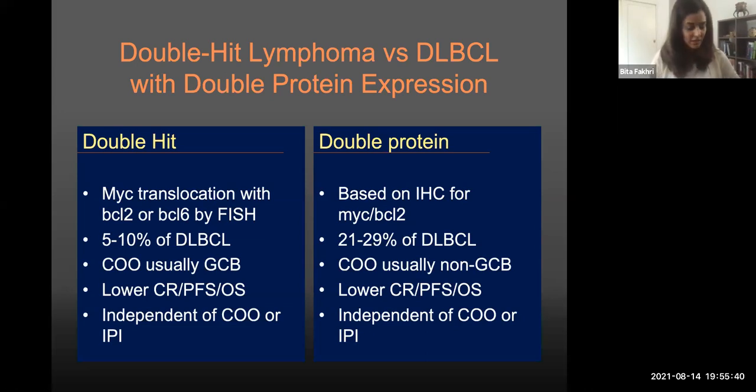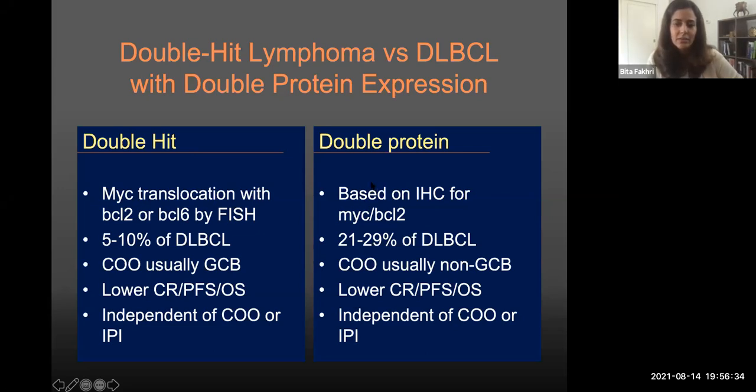There's another term that we use, and that's called double protein expression. And that is based on immunohistochemical staining for MYC and BCL2. It's about 20 to 30% of all diffuse large B-cell lymphomas. This is not an independent entity. Cell of origin is usually non-GCB. That's why if I have a non-GCB and for whatever reason the sample was not enough and pathology cannot run the FISH, I feel more comfortable because double hits are rarely non-GCB phenotype, but of course, exceptions are always there. Compared to diffuse large B-cell lymphoma, NOS, double protein expressors are also associated with lower CR, PFS, and OS. But that being said, their outcomes are not as guarded as double hit lymphomas.